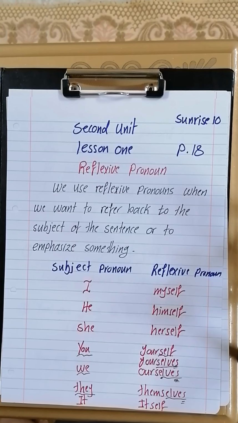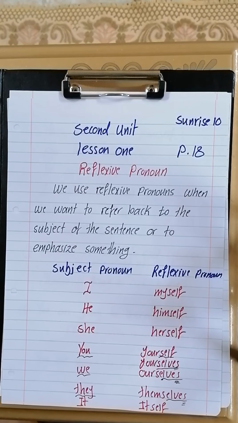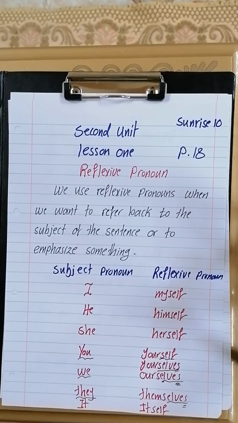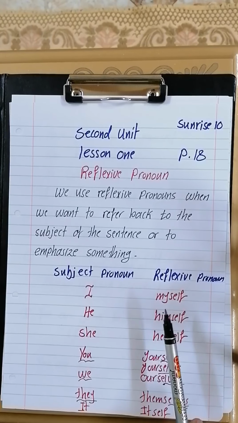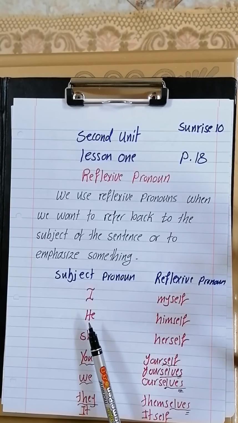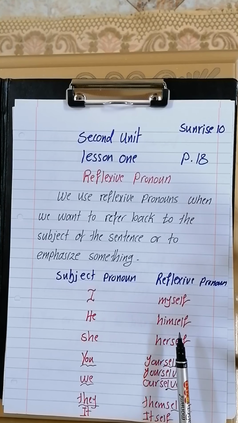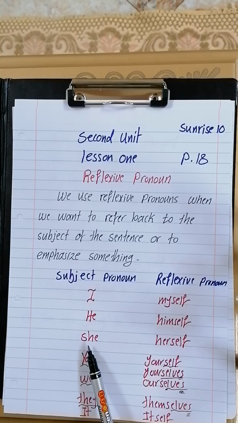We have subject pronoun and reflexive pronoun. Of course, subject pronoun I, the reflexive pronoun will be myself. Subject pronoun he, the reflexive pronoun will be himself. Subject pronoun she, the reflexive pronoun will be herself. You can be both. If it is singular, then we can say yourself. If it is plural, then we say yourselves. We is the subject pronoun. What's the reflexive pronoun? Ourselves.